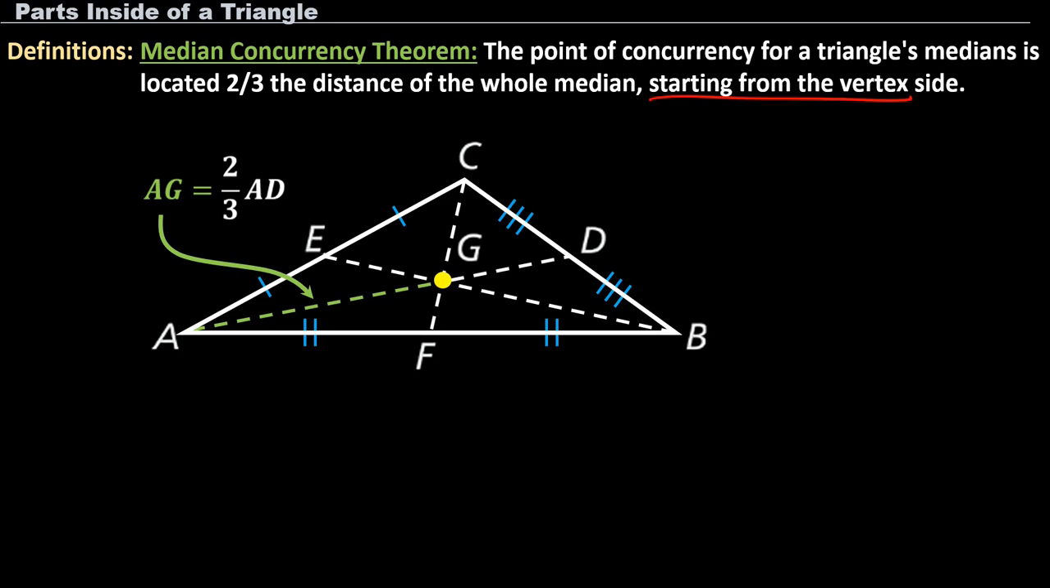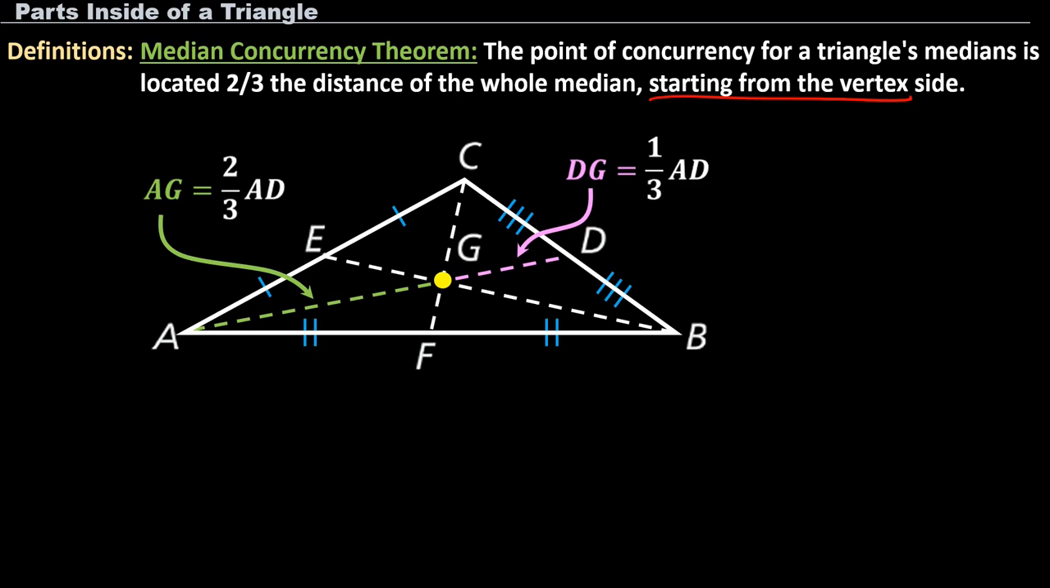Which means, if that's only 2/3 of it, we're missing a third. This means that the GD side of this line is 1/3 of the whole length, because if you put those together, 2/3 and 1/3 makes 3/3. It makes the whole length together. So for AG, take the whole length of AD and multiply it by 2/3. For DG, take the whole length of AD and multiply it by 1/3.